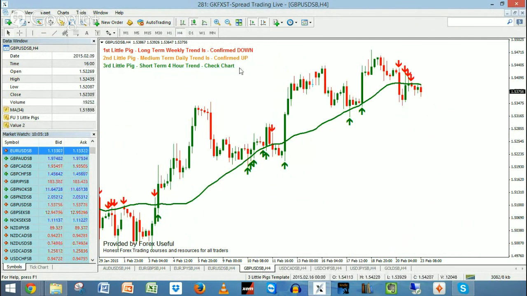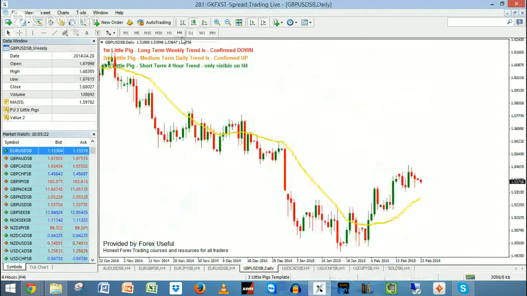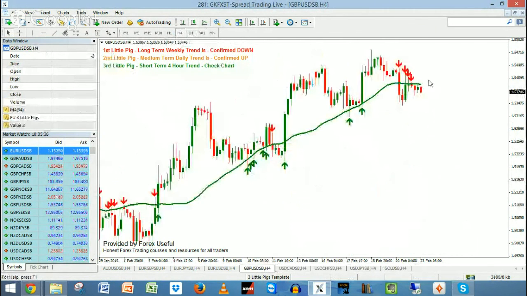GBPUSD, we're down and up here, so the weekly is clearly down. We're not going to get any long signals here this week, barring a disaster. So we're just waiting for this to give us a new signal to the upside, and when we do, we'll be getting involved to see if cable can push on up above this 1.55 level.